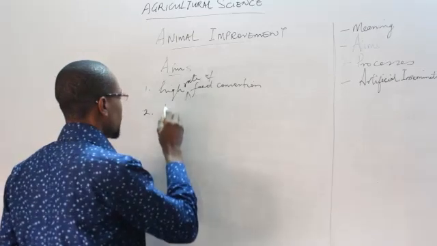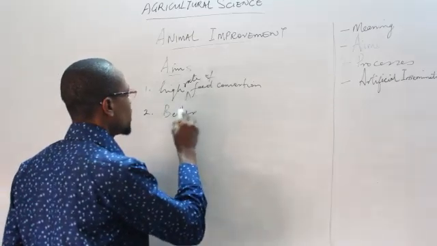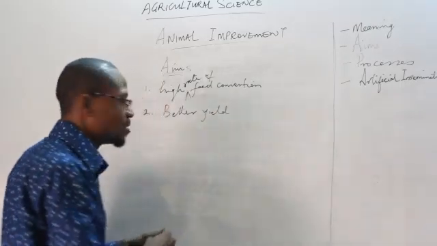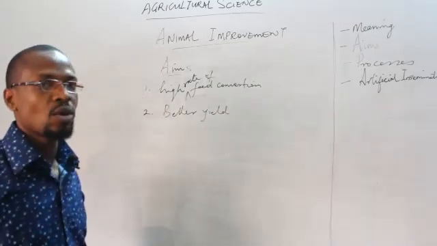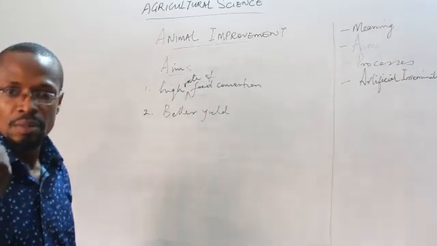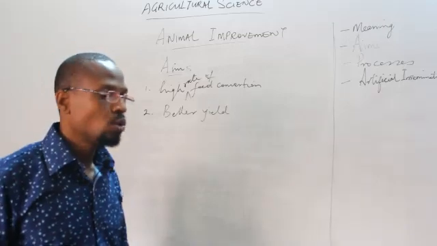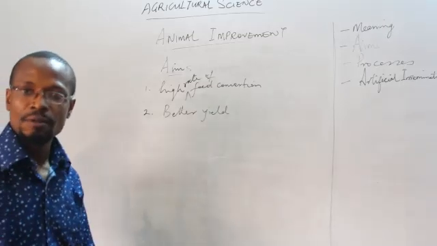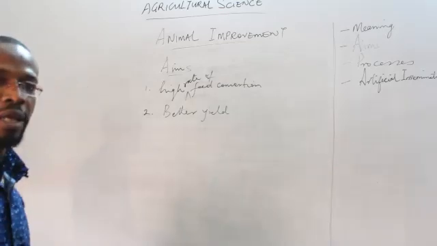And then, of course, we are also talking about better yield. When you're talking about better yield, you're talking about all the other products. For instance, the poultry must be able to lay eggs for you as often as it's eaten, as often as you're taking care of it.